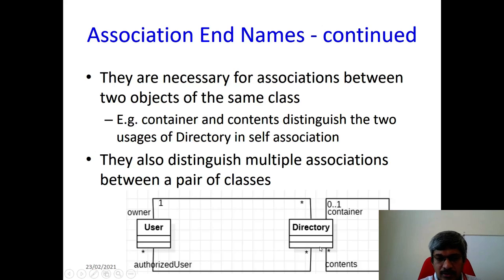Probably you all know about Unix systems. Most of you have Ubuntu on your laptops, so you know about these relations. A user is an owner of a particular directory, and there can be multiple authorized users who can access that directory. So between these two classes there are multiple associations, and the association name is the one which perfectly distinguishes them. So you can model them like that.